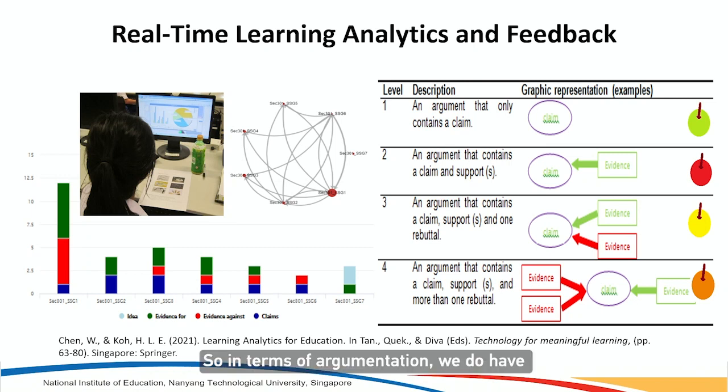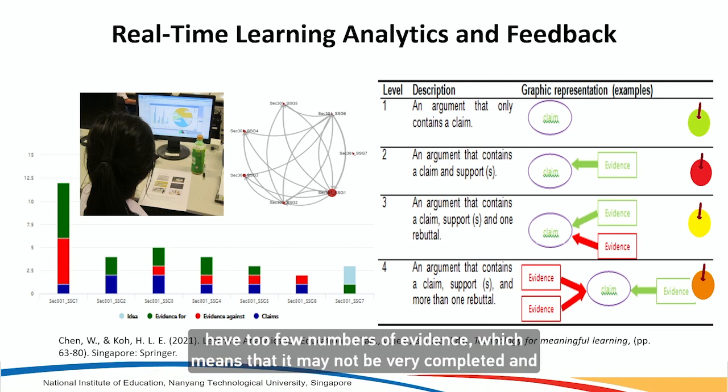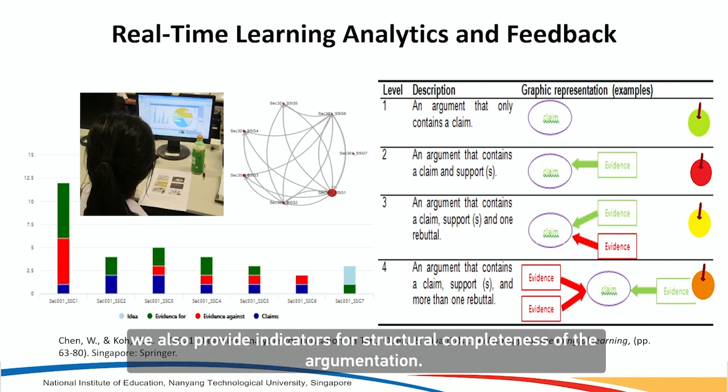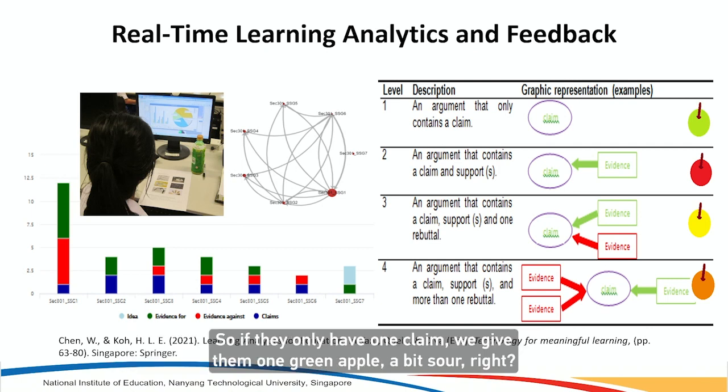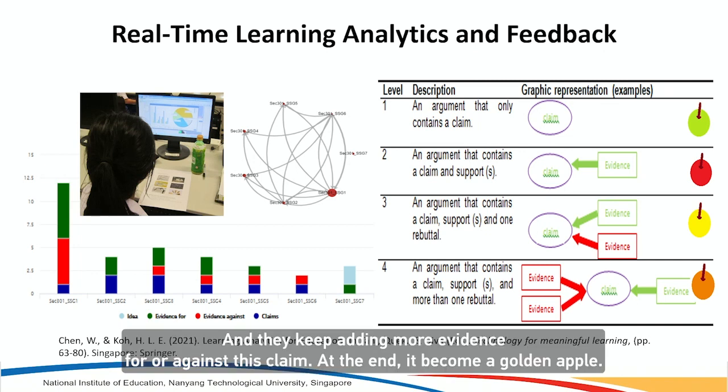So in terms of argumentation, we do produce a lot of frequency counts in terms of the number of claims and evidence. If they have too few pieces of evidence, it may not be very complete. And we also provide indicators for structural completeness of the argumentation. So if they only have one claim, we give them one green apple, a bit sour, right? So later they add one evidence supporting it, it becomes red, and they keep adding more evidence for or against this claim.